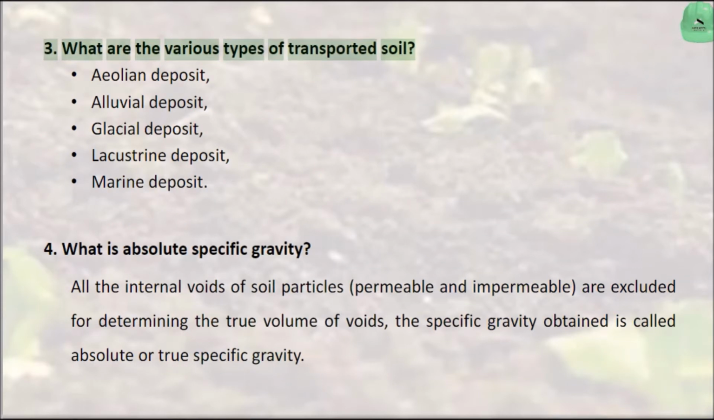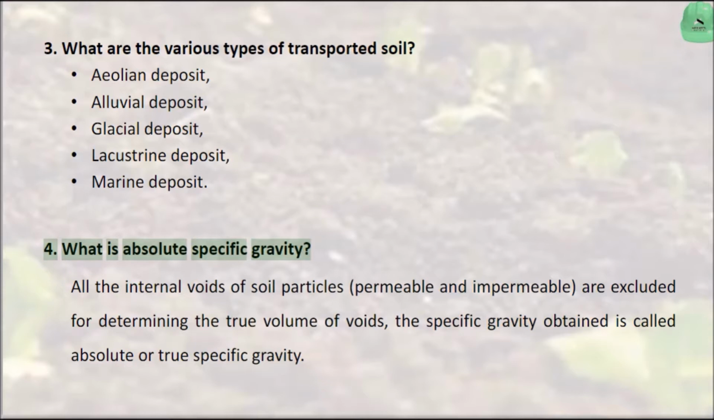3. What are the various types of transported soil? Aeolian deposit, alluvial deposit, glacial deposit, lacustrine deposit, marine deposit.